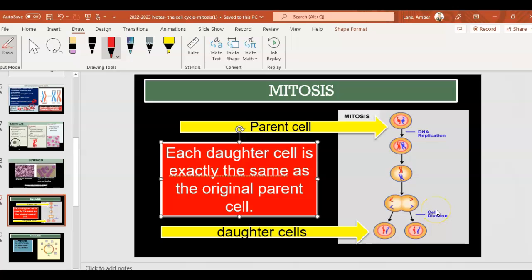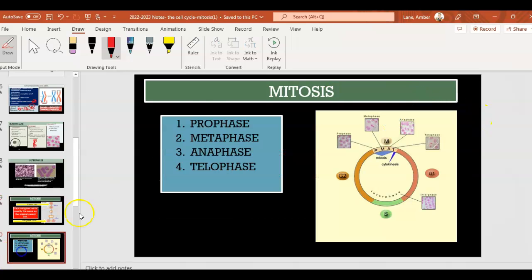When the cell gets too big, when that volume to surface area ratio is too large, the cell has to divide in order for it to live. So mitosis has four stages, or phases, I should say. And then after mitosis, we have cytokinesis. So our four phases of mitosis are prophase, metaphase, anaphase, and telophase.